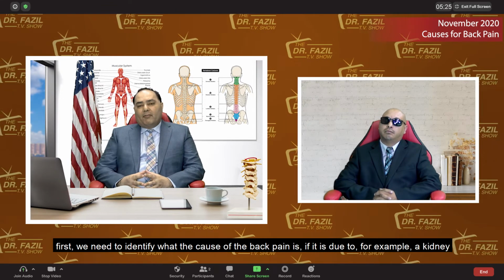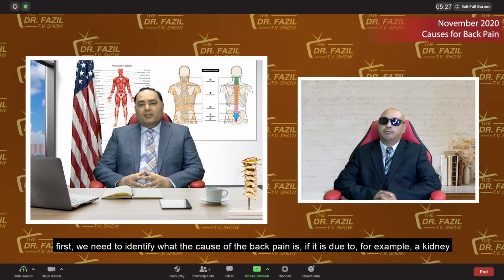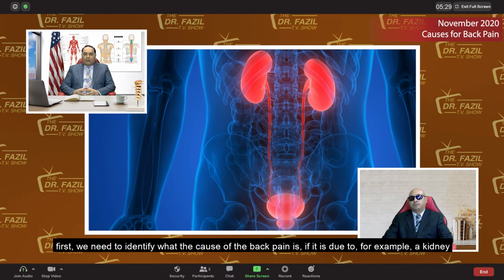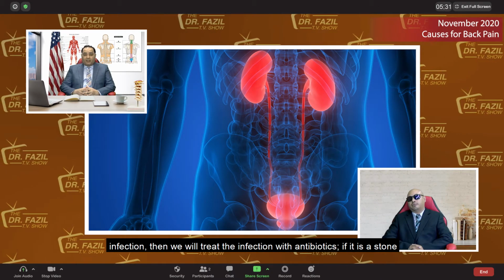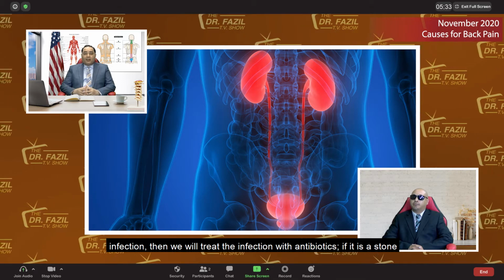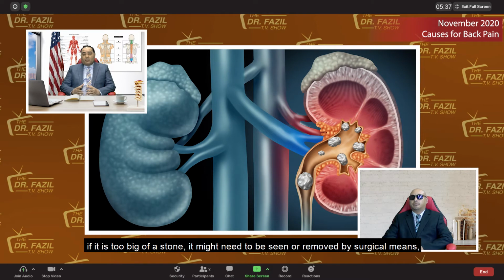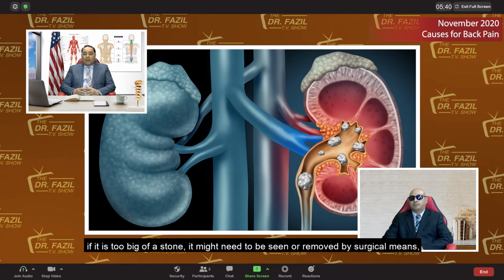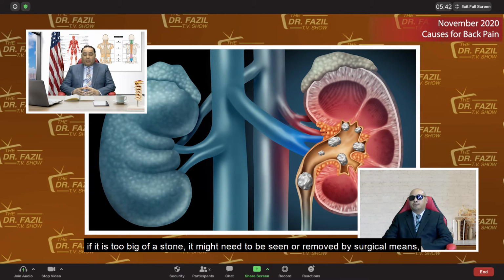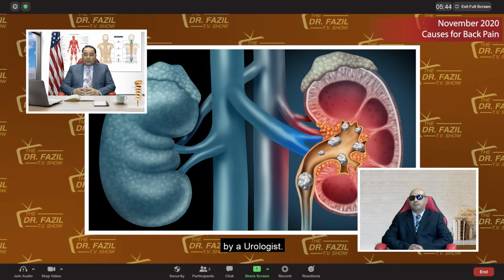So first we have to identify what the cause of the back pain is. If it is due to, for example, kidney infection, then we'll obviously treat the infection with antibiotics. If it is a stone, if it is too big a stone, it might need to be seen by a urologist and removed by surgical means.